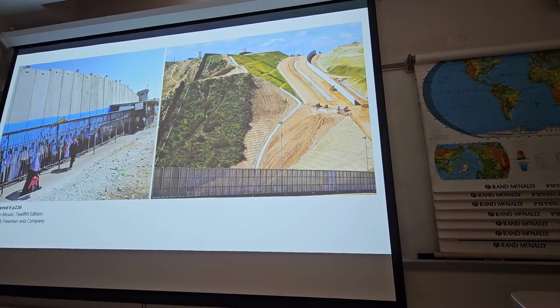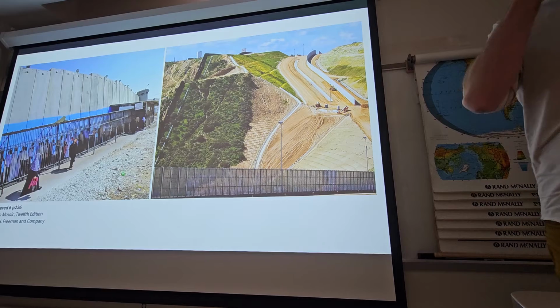Some pictures of the various border walls there. Any questions about all that stuff? No, that's a lot.